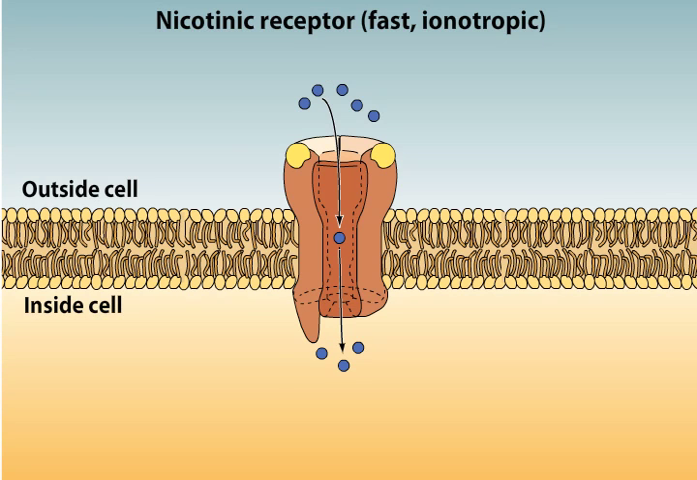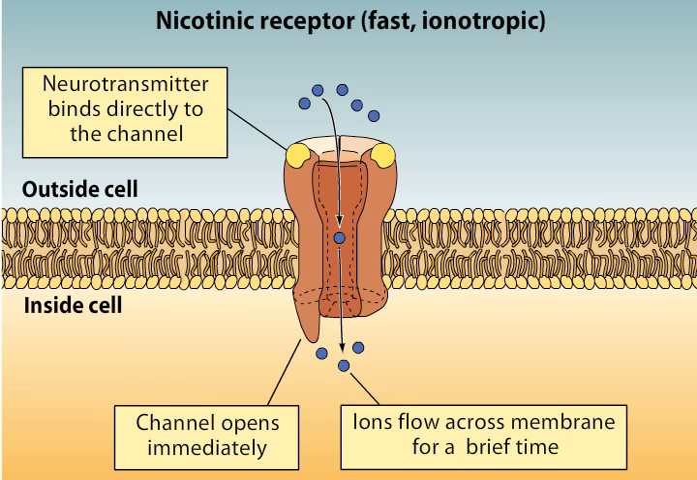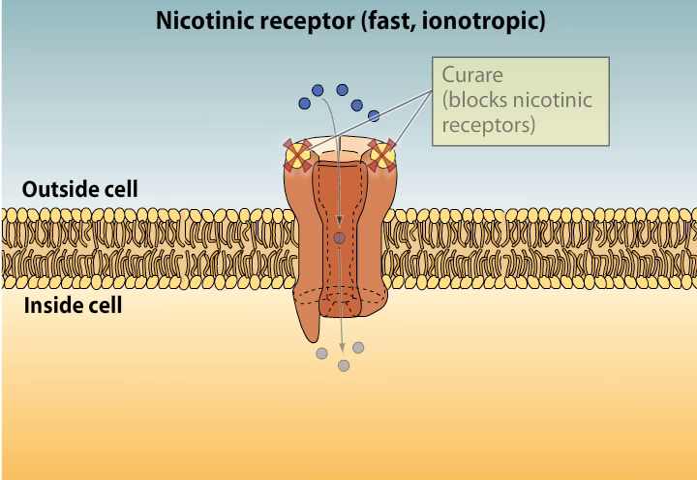Most nicotinic receptors are ionotropic, responding rapidly and usually having an excitatory effect. The drug curare, once used as an arrow poison by South American Indians, blocks nicotinic ACH receptors. Because the synapses between nerves and skeletal muscles are nicotinic, curare paralyzes all skeletal muscles, including those used in breathing.